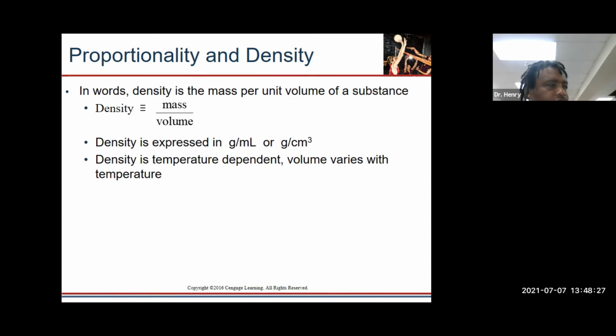But we know that density is always constant if the temperature is constant. If it's not changing, temperature is always at room temperature. We know that the density of water is going to be 1.5 grams per milliliter.